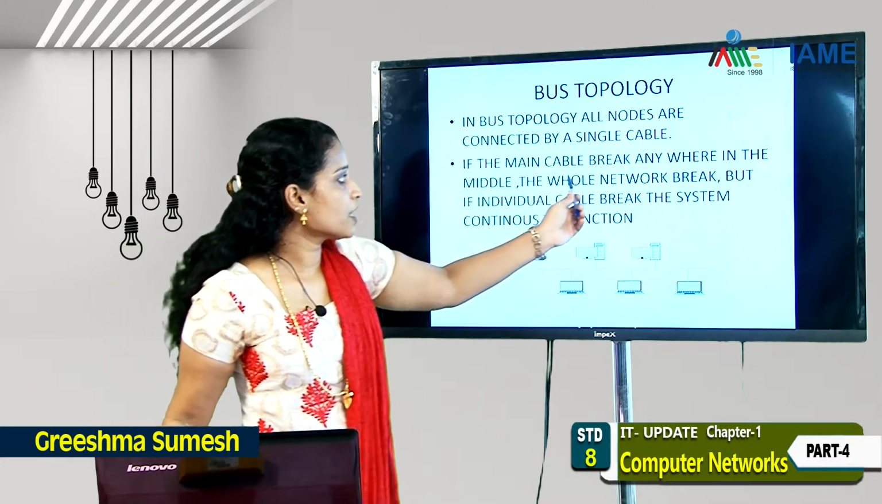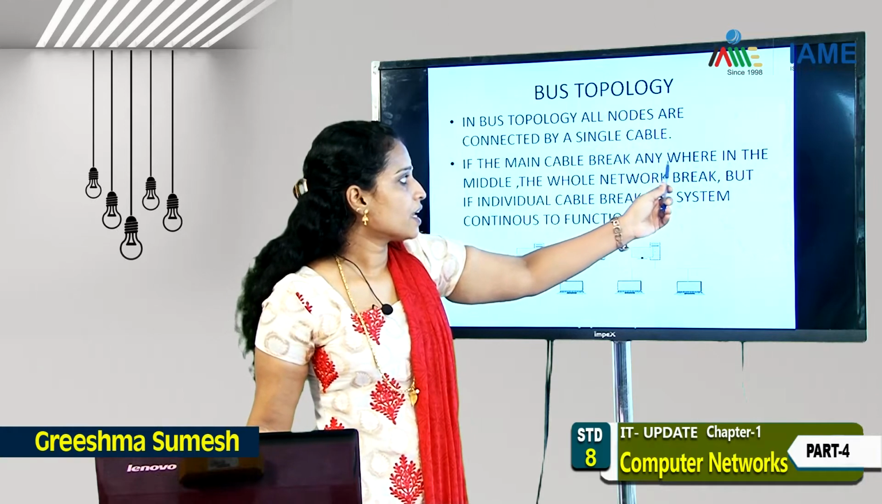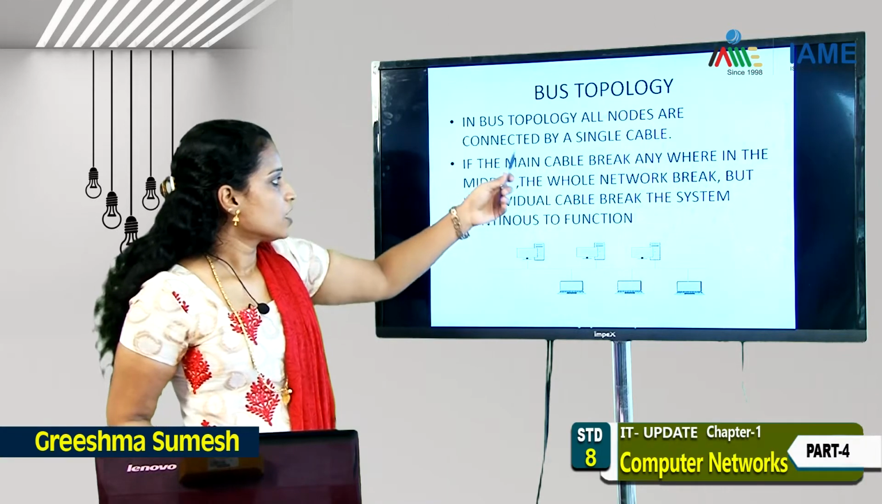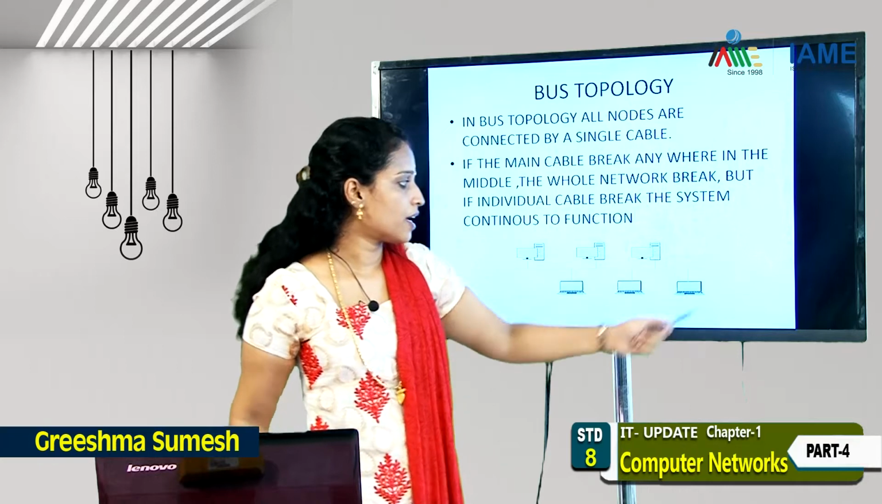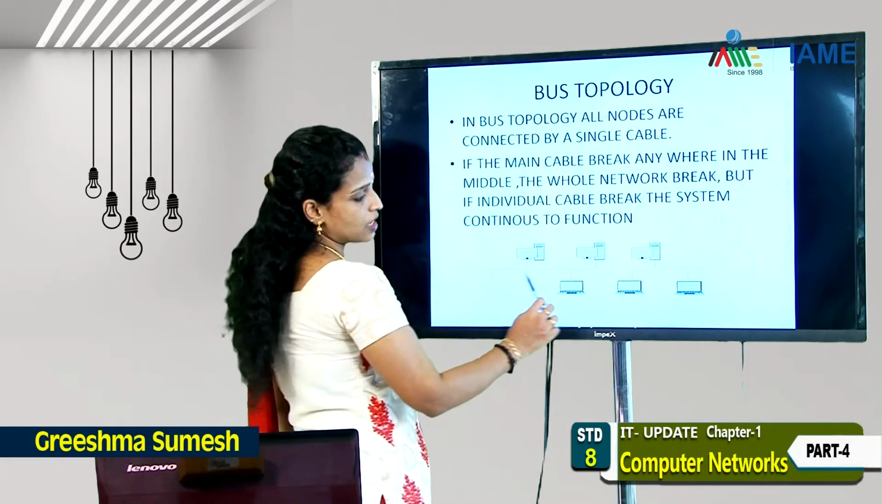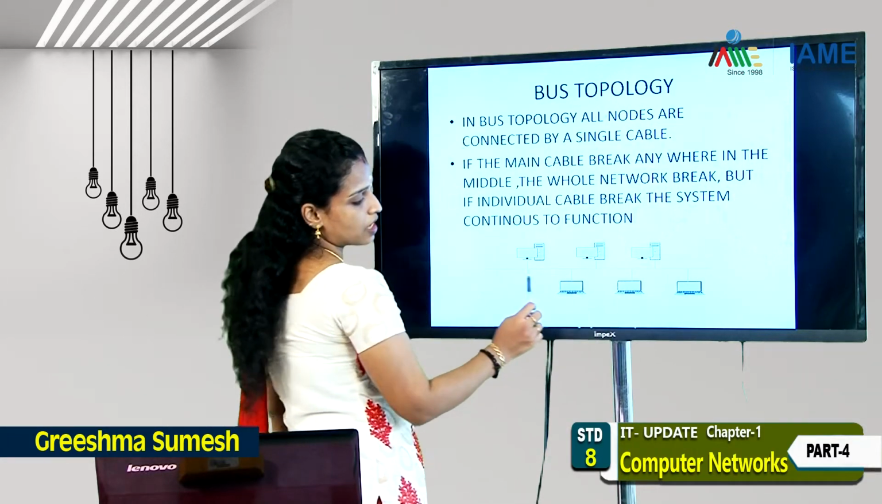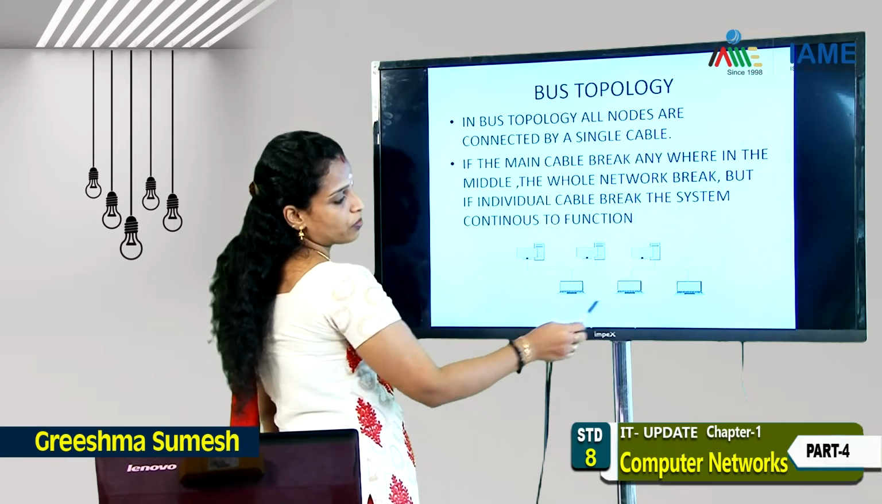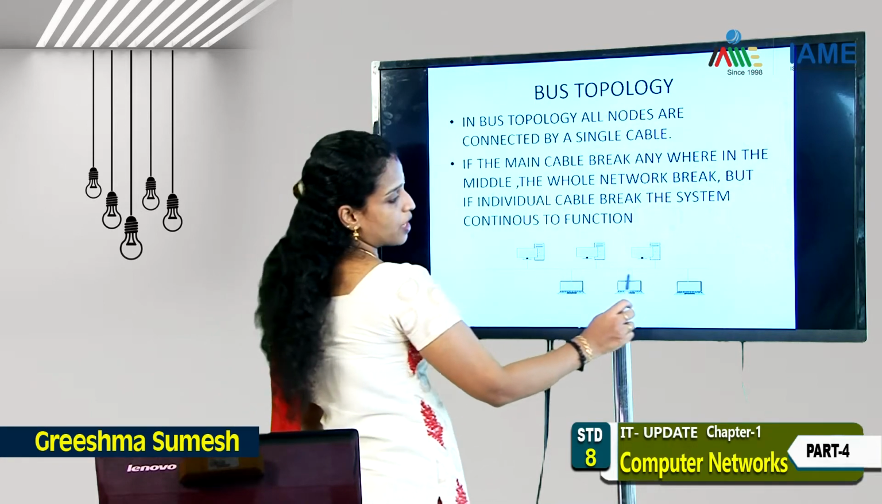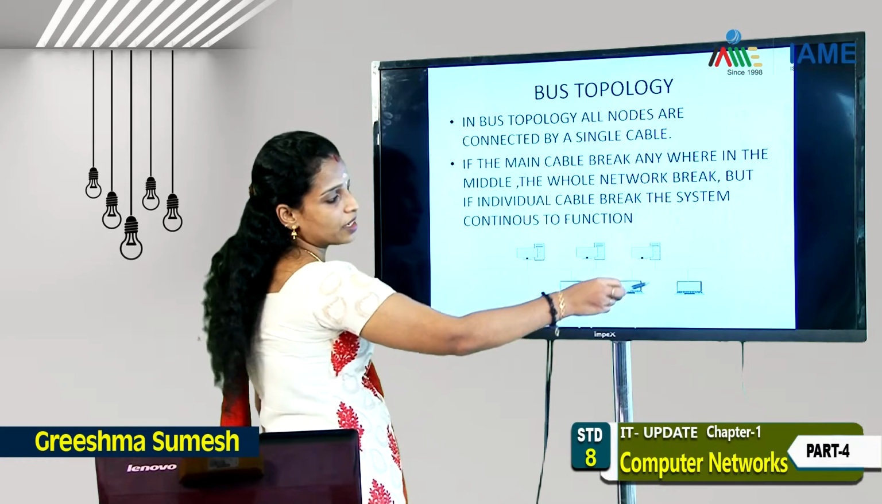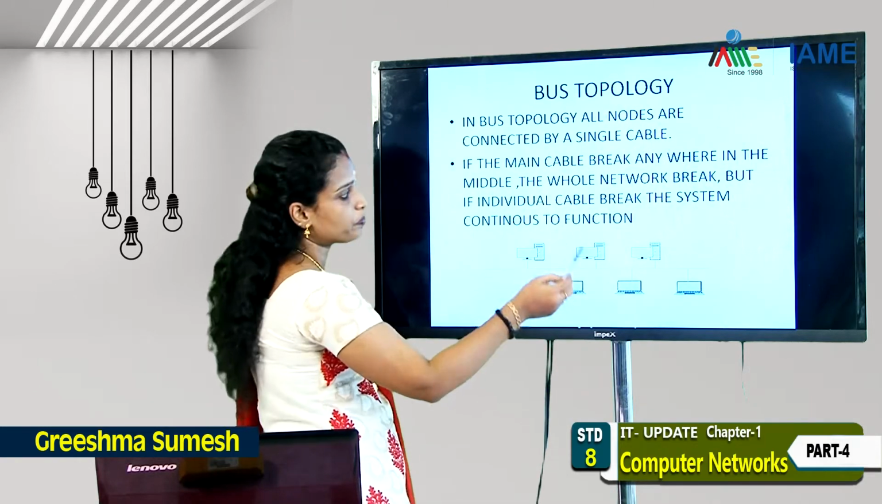If the main cable breaks anywhere in the middle, the whole network breaks. Main cable means this single cable, which is connected to all computers. If this main cable has any problem, at that time the complete network is down.